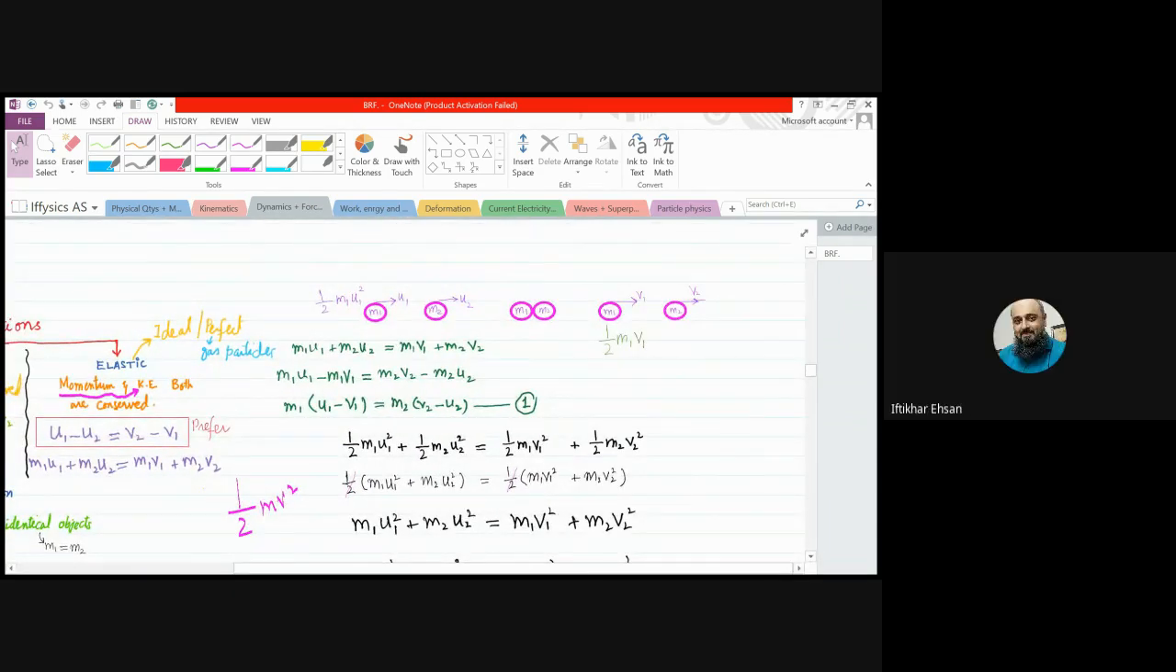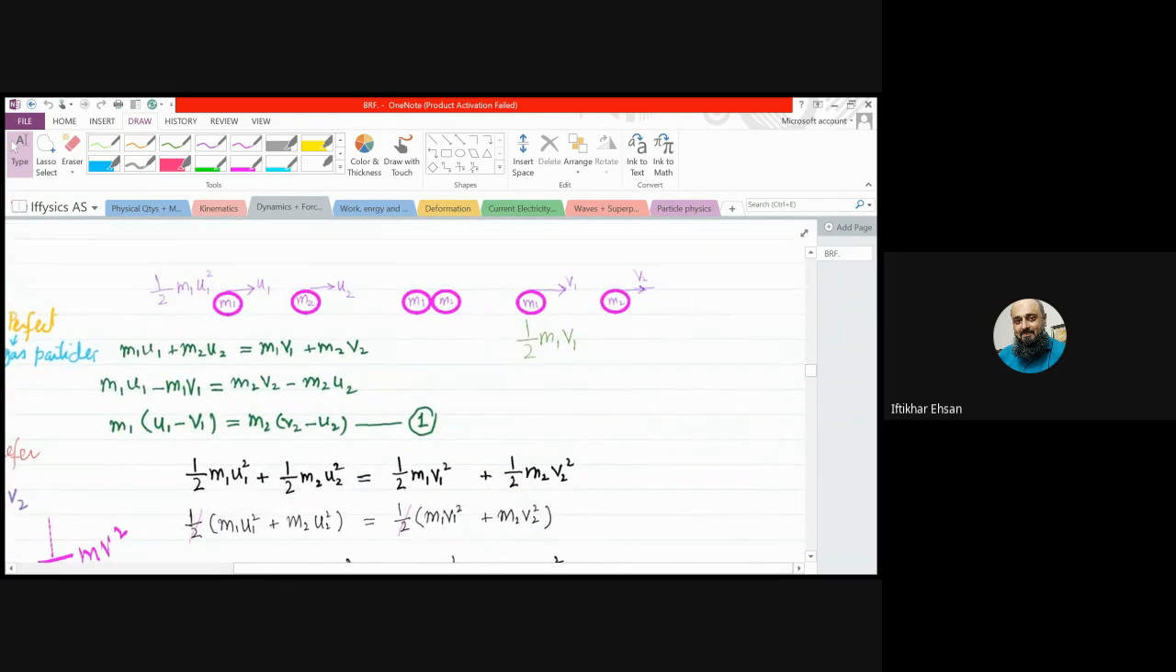Okay, we are going to do this derivation. Let's say we are having two objects, M1 and M2, moving with speeds U1 and U2 initially. They collide, and after colliding, their speeds change to V1 and V2, right?